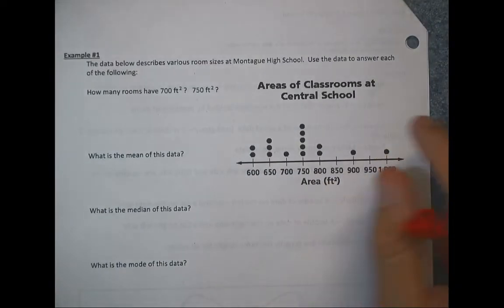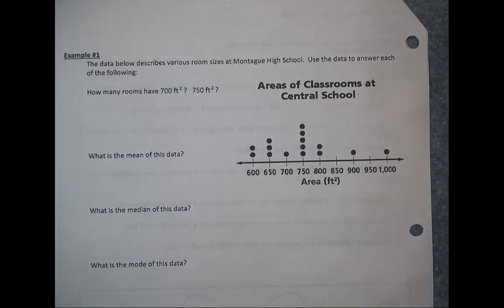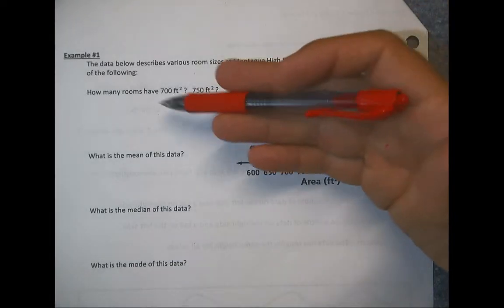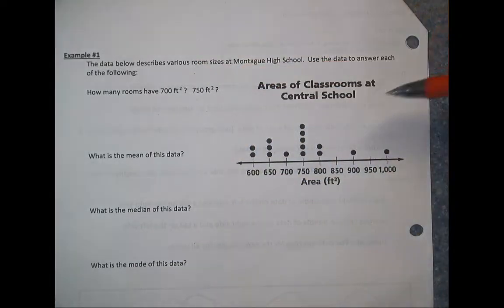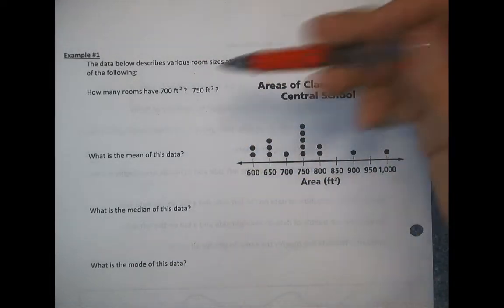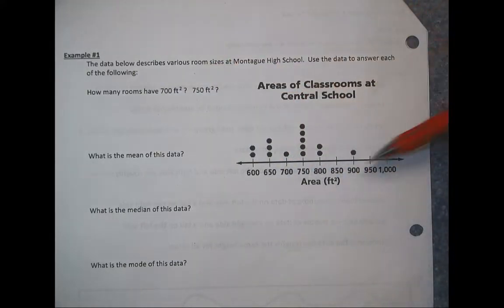got example number 1. The data here describes various room sizes at Montague High School. We're going to use the data to answer each of the following. How many rooms have 700 square feet? How many have 750 square feet? So the first question here is just making sure we understand the graph.